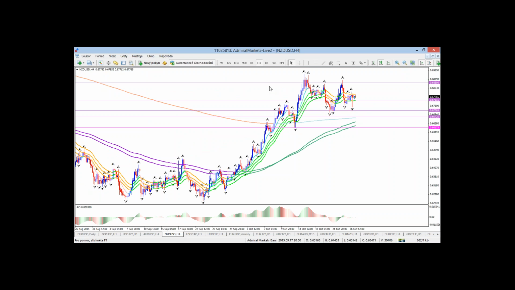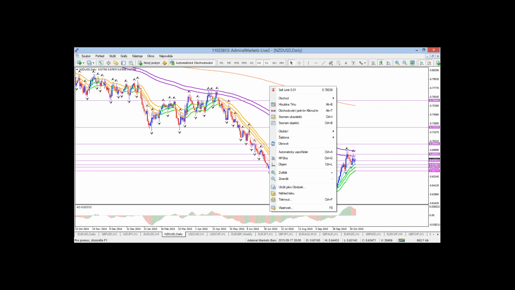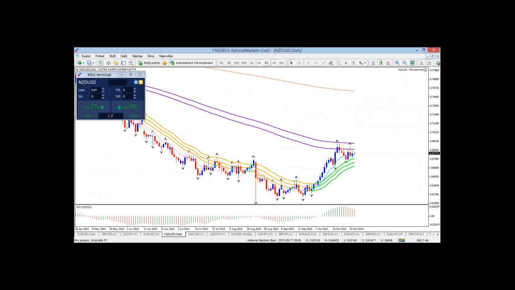Let's see. Kiwi is at the tunnel already on the daily chart. A bit different with the Aussie. Aussie has that space. Now, the tunnel is a rough region. It doesn't have to necessarily turn right at it. Price can still poke through it a bit. But obviously, it's pleasant to have that space on the Aussie.